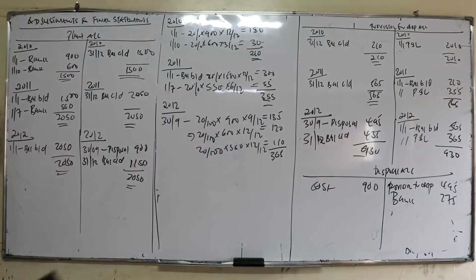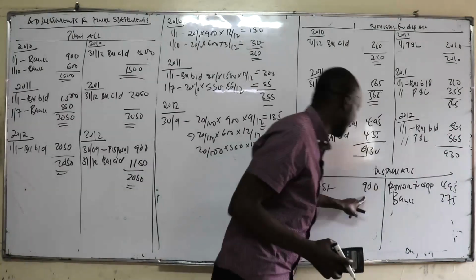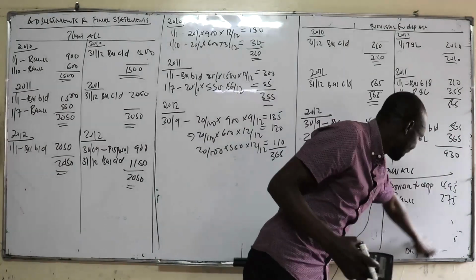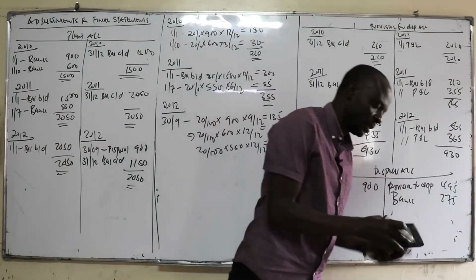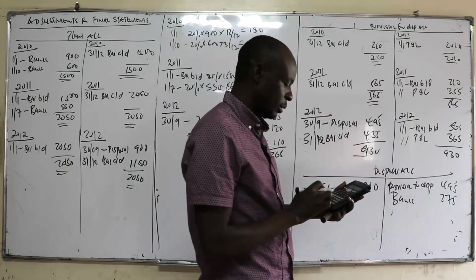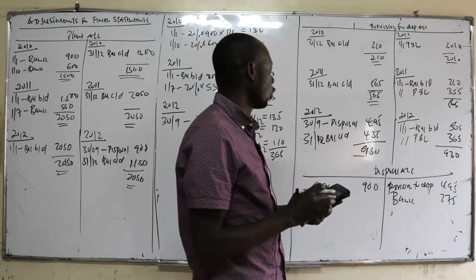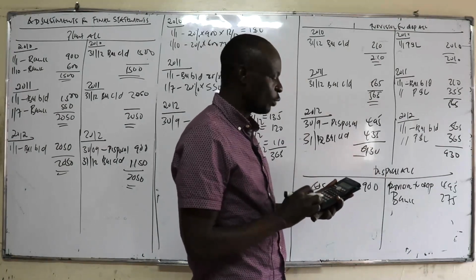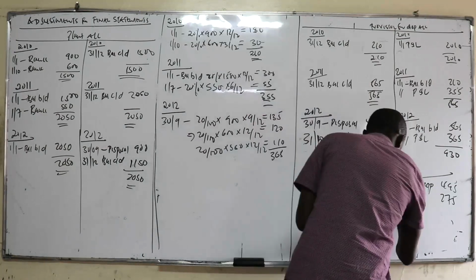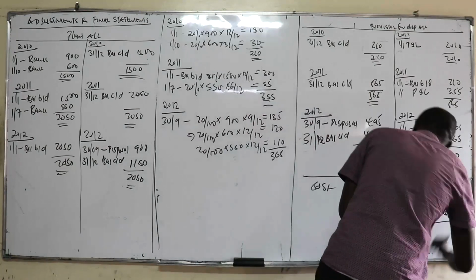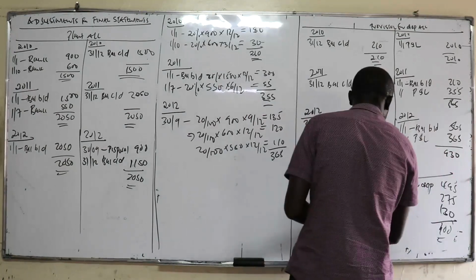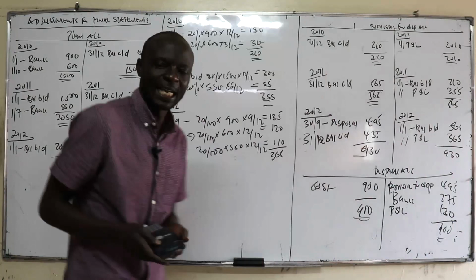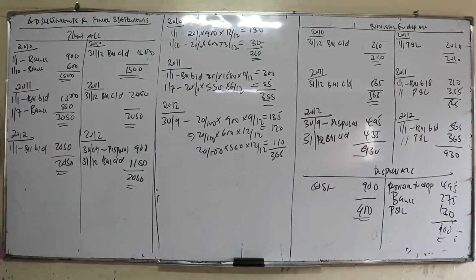Now you're going to compare this side and this side. If the debit side is greater than the credit, that is a loss on disposal. So this is a loss on disposal by 130. So you write your profit and loss account 130, the difference. If the credit side is greater than the debit, then we say it's a gain on disposal. Are we together?